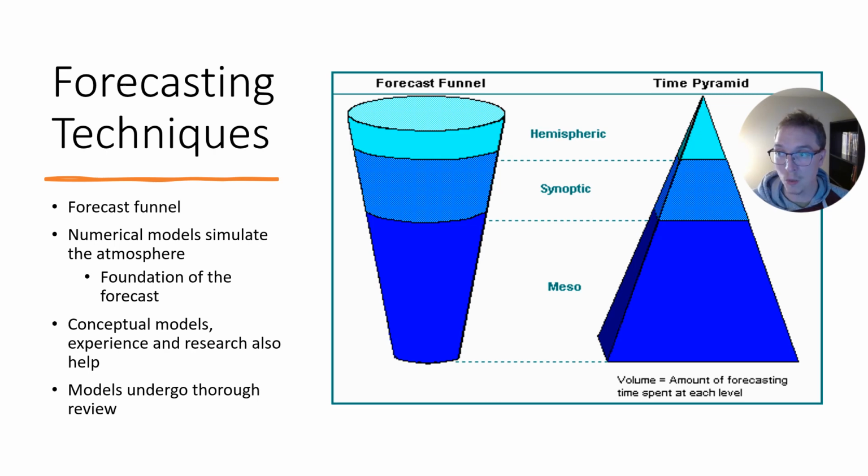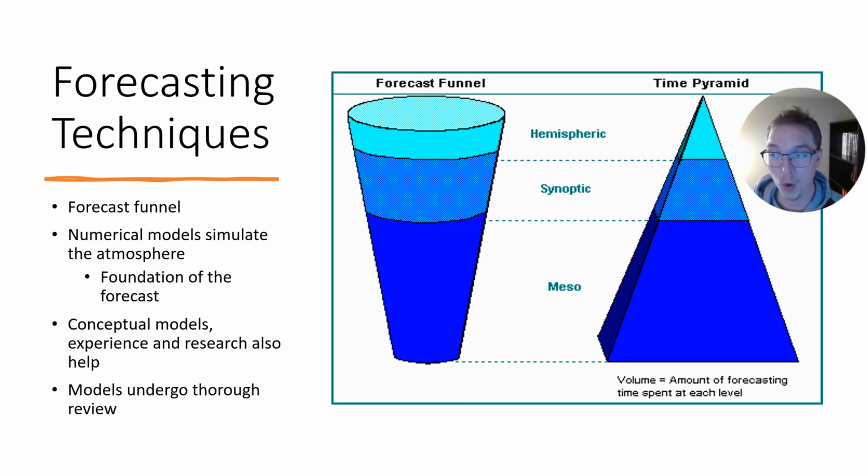In addition to the numerical weather prediction models we talked about earlier, forecasters are going to draw on conceptual models, experience, and research to produce a valid forecast. The forecaster will then conduct a thorough review of the output of these models. At times, the models yield different results, and in these circumstances, forecasters try to determine what's going to give the best performance for a given situation, or they'll seek a consensus solution.